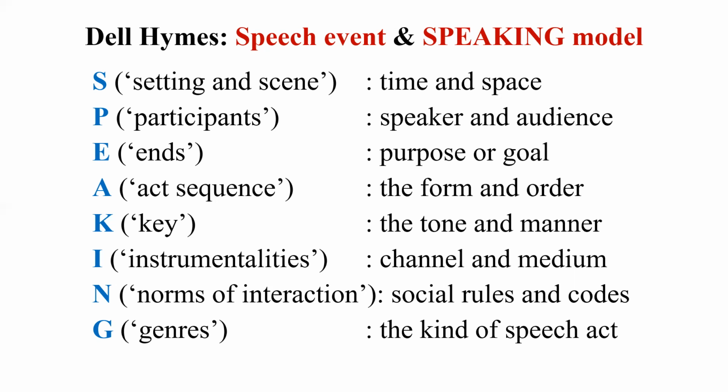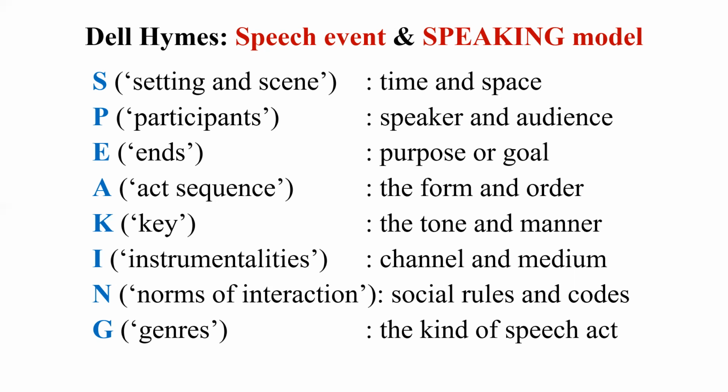Then I, instrumentalities, refers to channel and medium. Is a sermon online or projected on TV, or it's a real one where you go to the church and listen? There are a lot of channels and a lot of mediums through which we can reach out to the audience. Then N, norms of interaction. Whenever there is a speech event, there are social rules and codes we have to follow. So there are ways the priest should follow while addressing the audience.